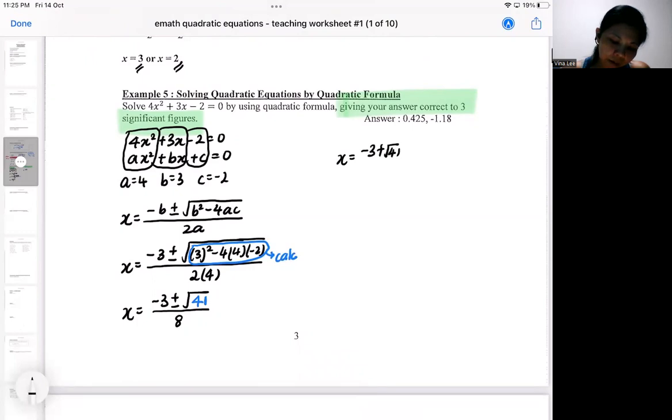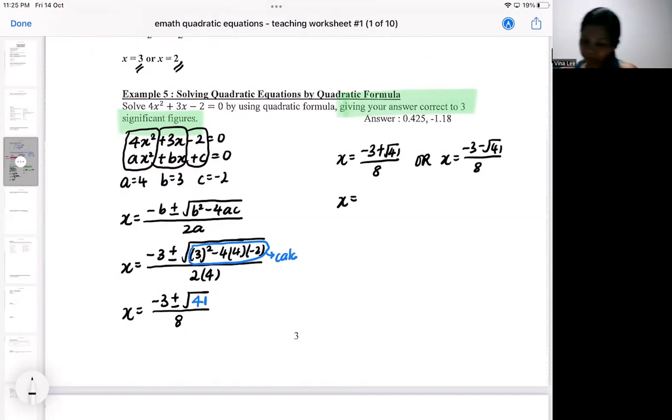So how I'm going to get two answers. The positive one is one answer. The negative is another answer. So this is the time you can punch your calculator. Okay, and you give to 3SF.